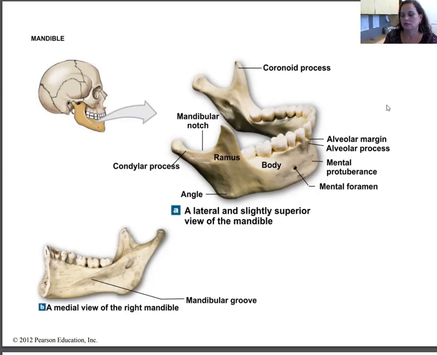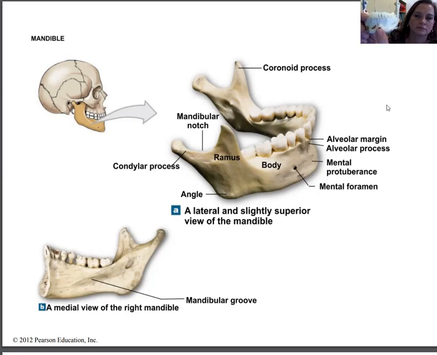Then on the lower jaw, remember those bumps where the tooth goes into the bone. Those bumps are your alveolar processes. And this edge right here is your alveolar margin. Then if you look right at the front of that mandible, you see a little protrusion right there. That protrusion is called your mental protuberance.